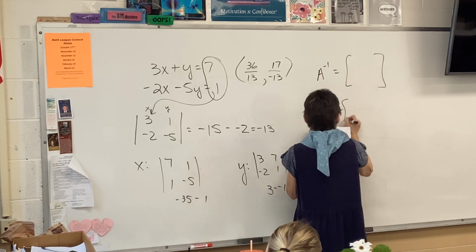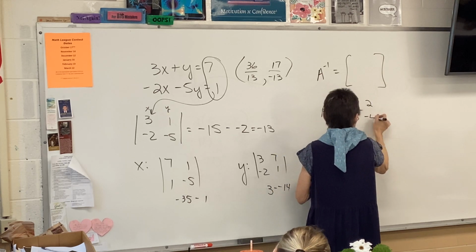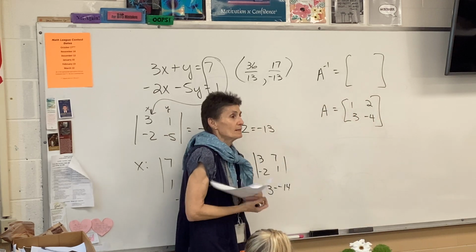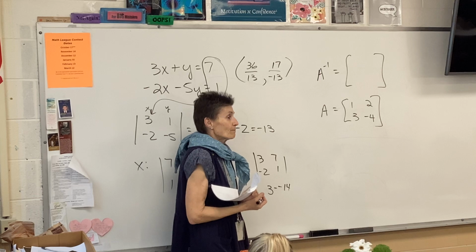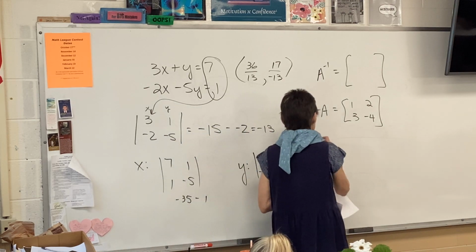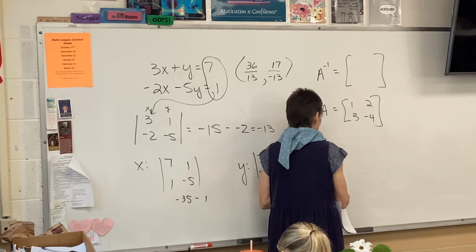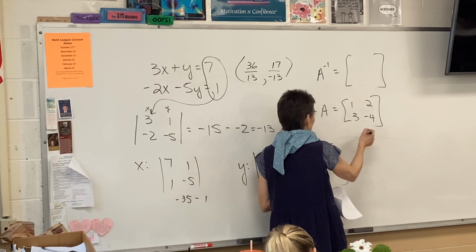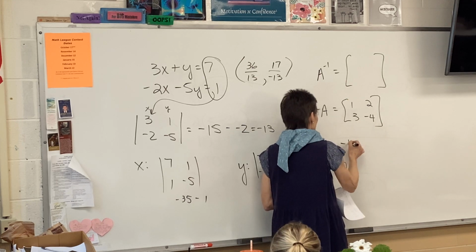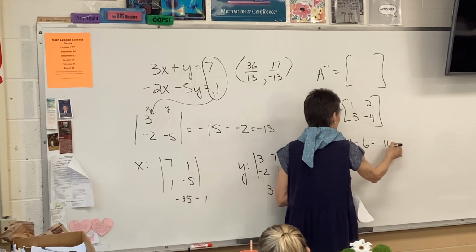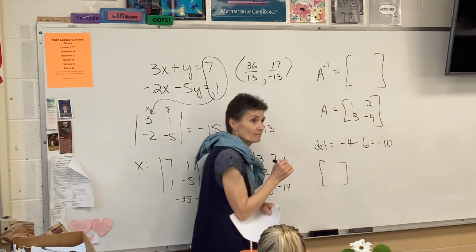And A is this. So what are my steps to that? How do we find the inverse of a matrix? First, find the determinant. So I have to do both things. Really, the order I do it doesn't matter, but I'll do the determinant first. So that is negative 4, 6 subtracted. I got negative 10 for my determinant.